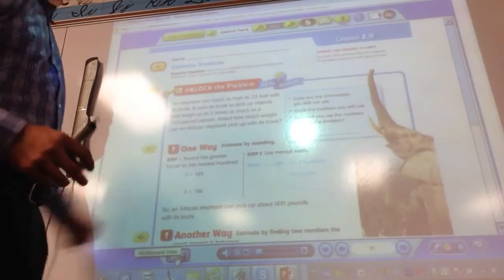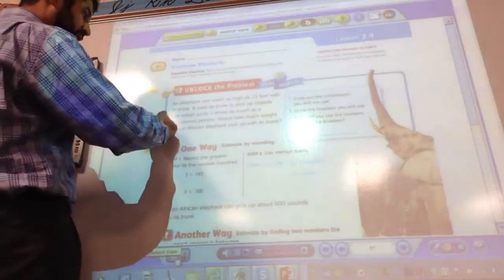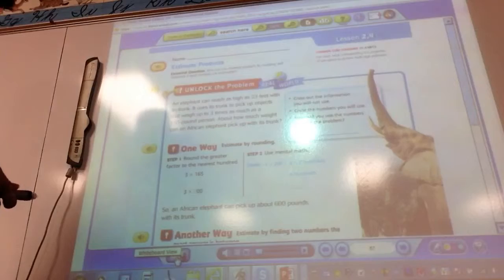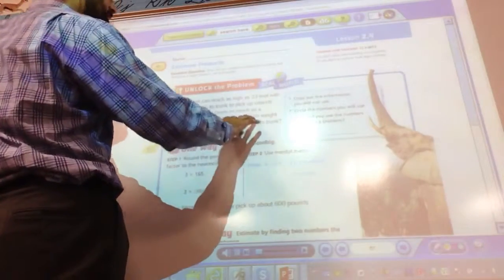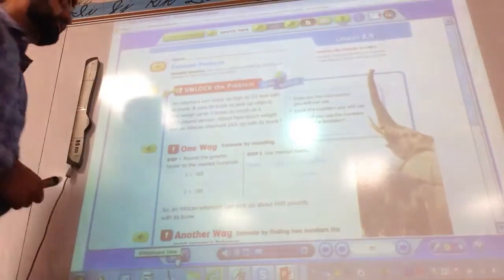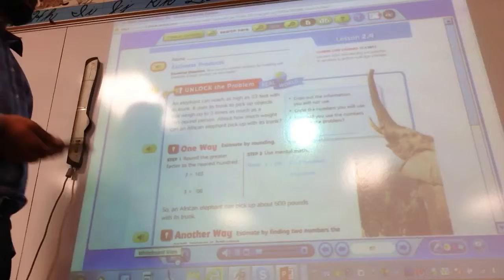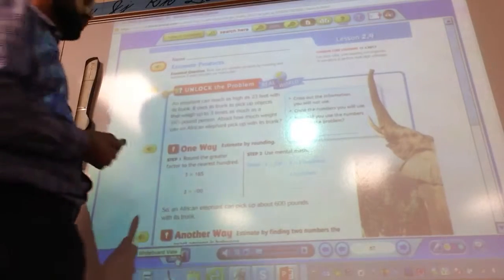Okay, right now here on Unlock the Problem, it says, an elephant can reach as high as 23 feet with its trunk. It uses its trunk to pick up objects that weigh up to 3 times as much as a 165-pound person. Whew, that's heavier than me, by the way. About how much weight can an African elephant pick up with its trunk?